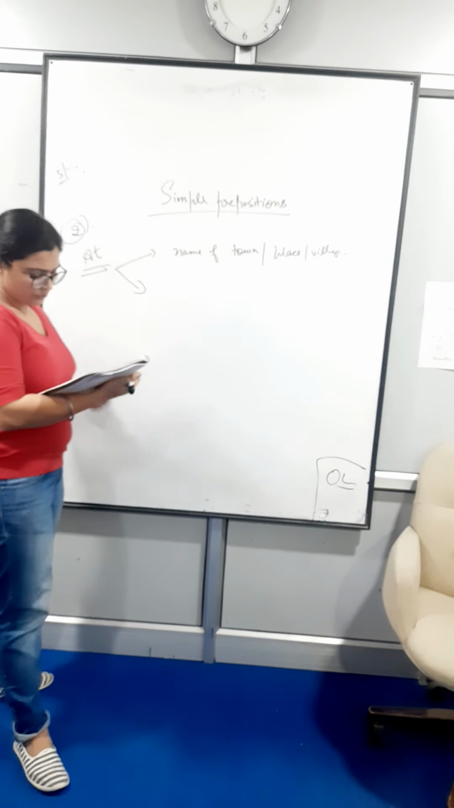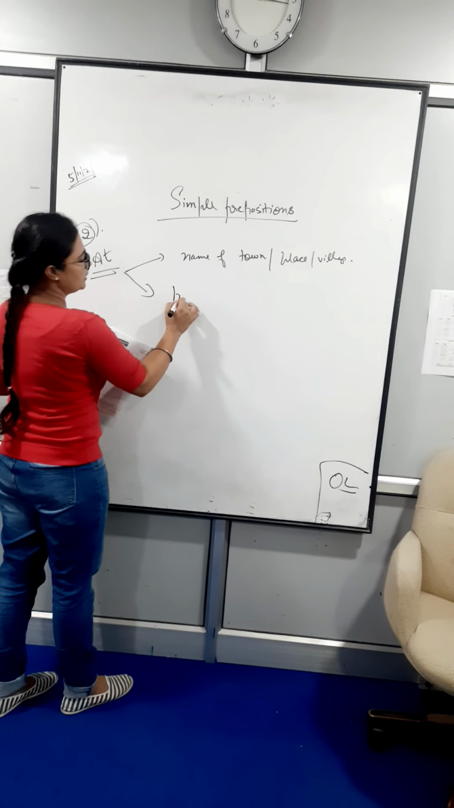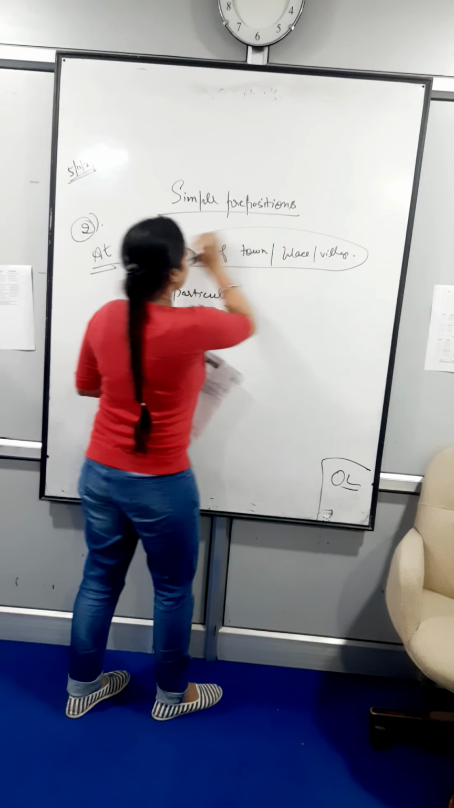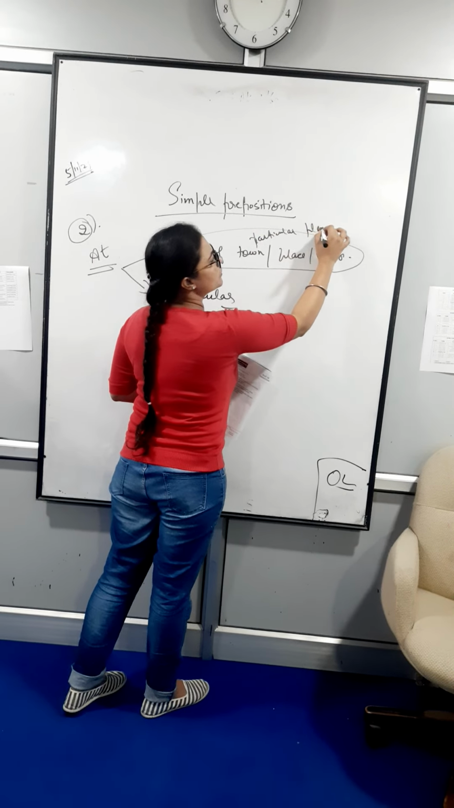And the next use of at is when there is a particular time. So here the trick is, actually you have a particular place to tell.